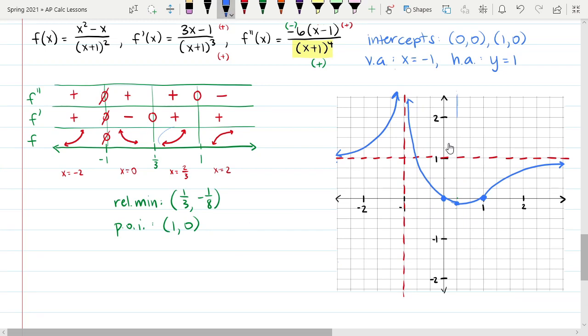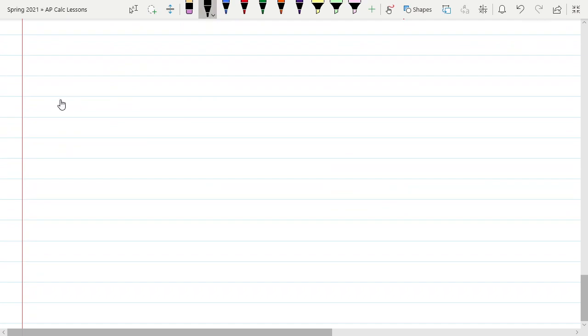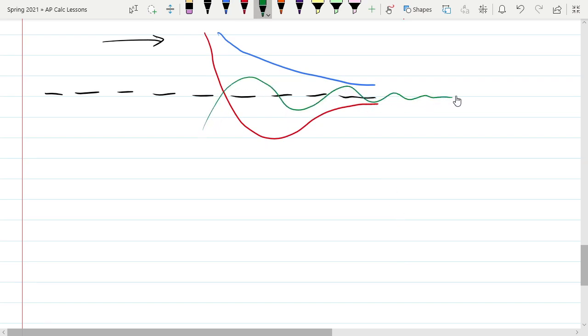Okay, now I do want to talk a little bit more, just to wrap up here, about the horizontal asymptote behavior. So at a horizontal asymptote, let's say we're just going on the positive infinity side, your graph can do one of three things. Your graph could flatten out this way, or your graph might dip below and then come back, or your graph might actually oscillate and then sort of flatten out but still oscillate. So those are some of the different things that can happen.